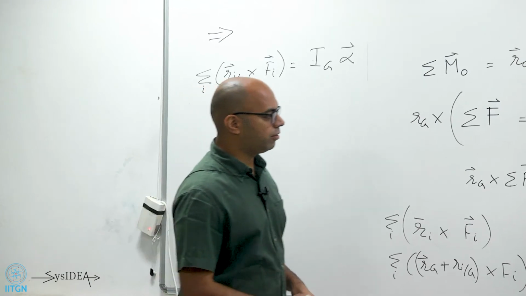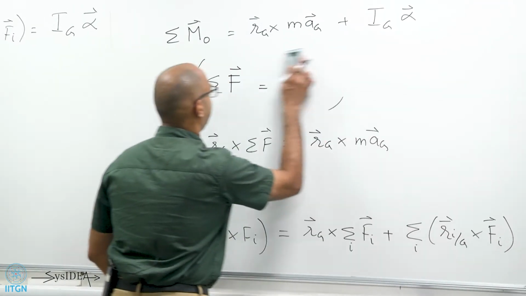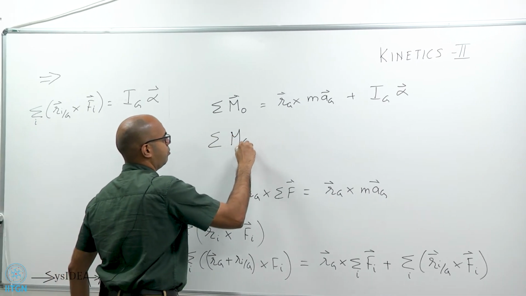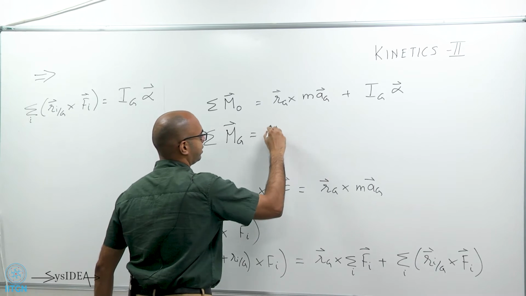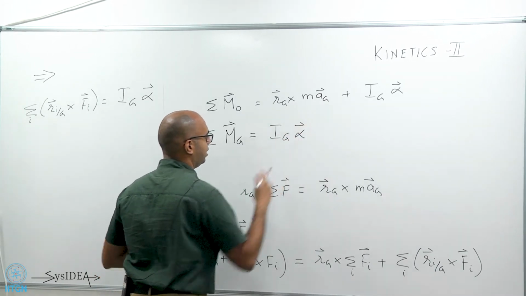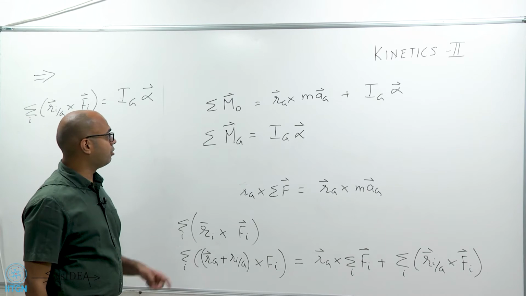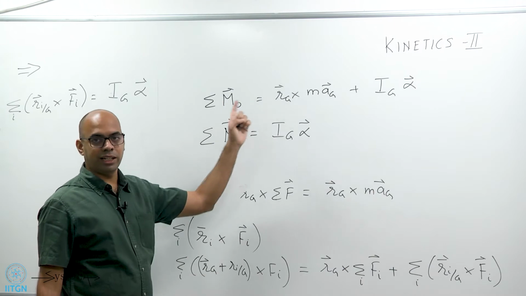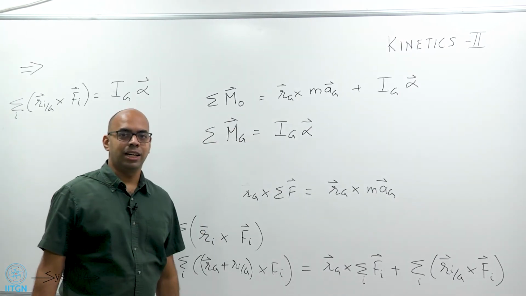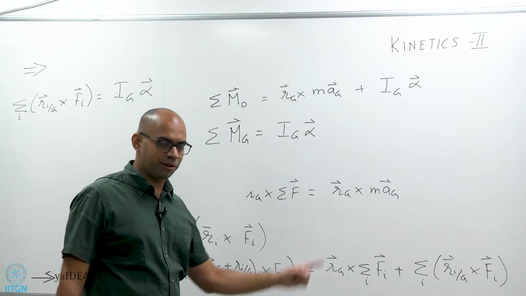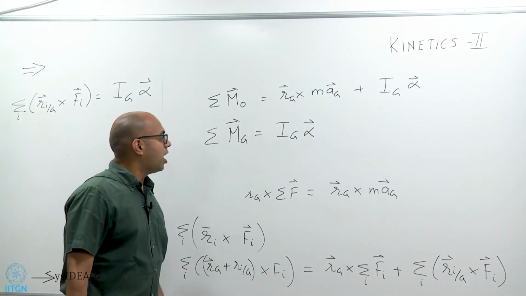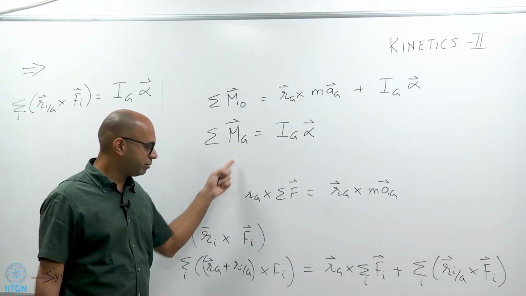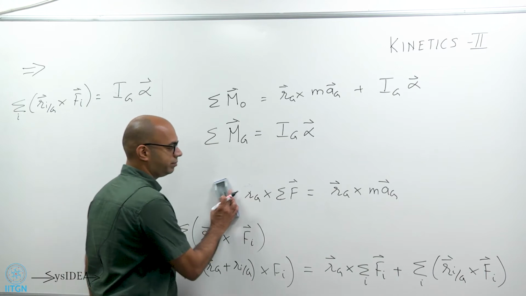Okay, now let's write all of these together. Let's clean up all of this, and we get sum of moments about center of gravity is equal to Ig times alpha. Now there is something important to note here. We didn't explicitly state it, but the assumption we were making here is that O is not an accelerating point. I should have mentioned it in the beginning. However, this equation is valid even if the center of gravity is accelerating, because it just follows from the equations.